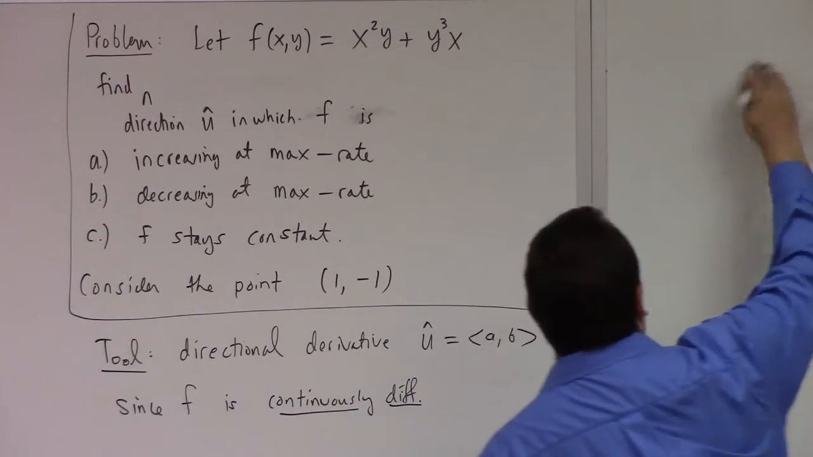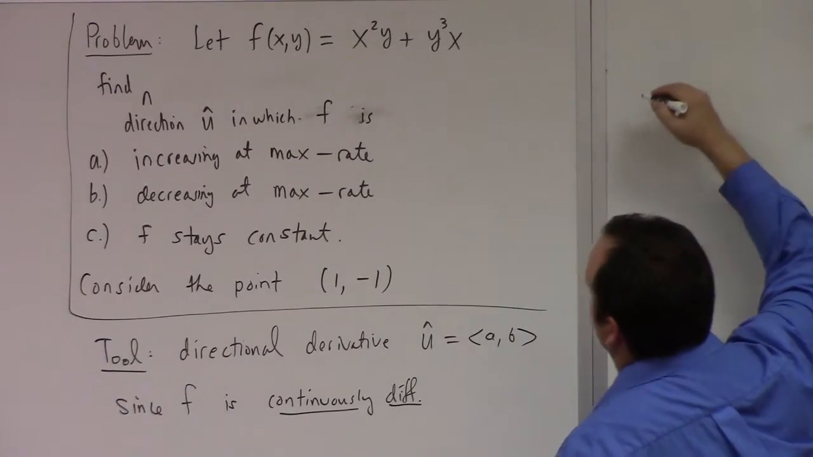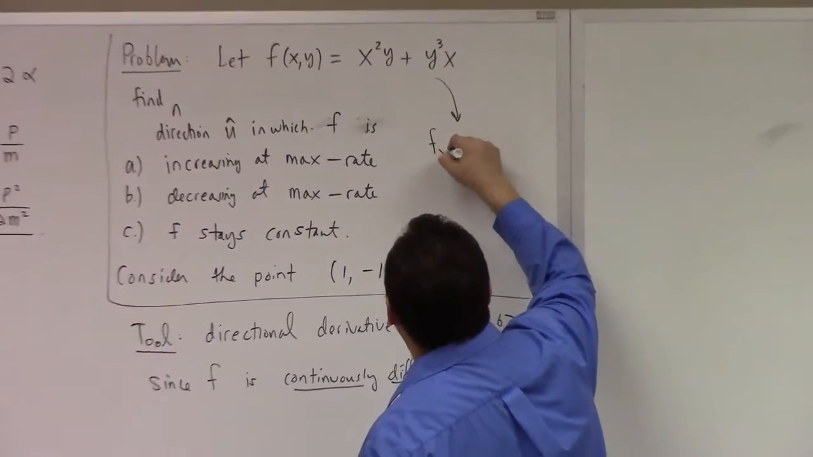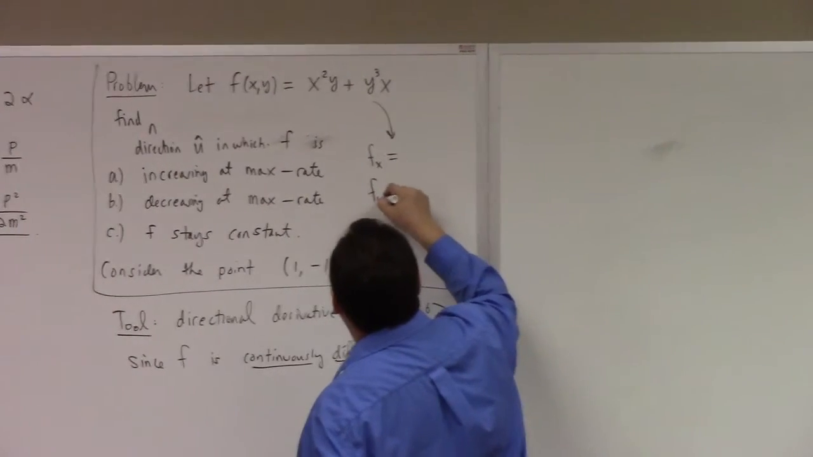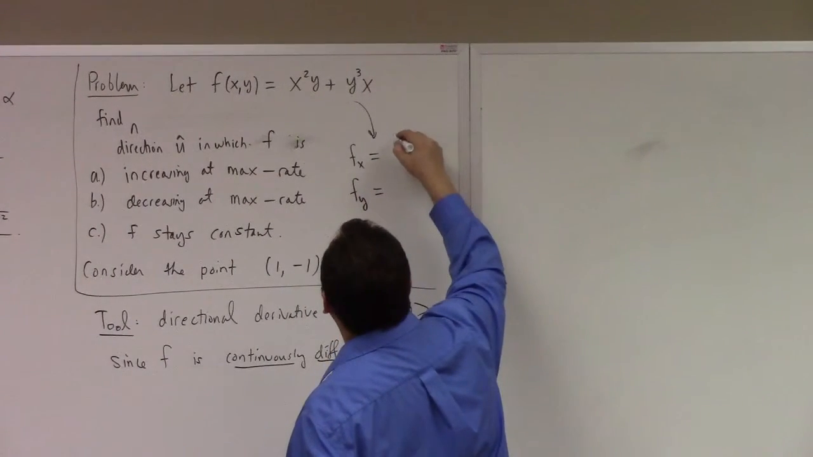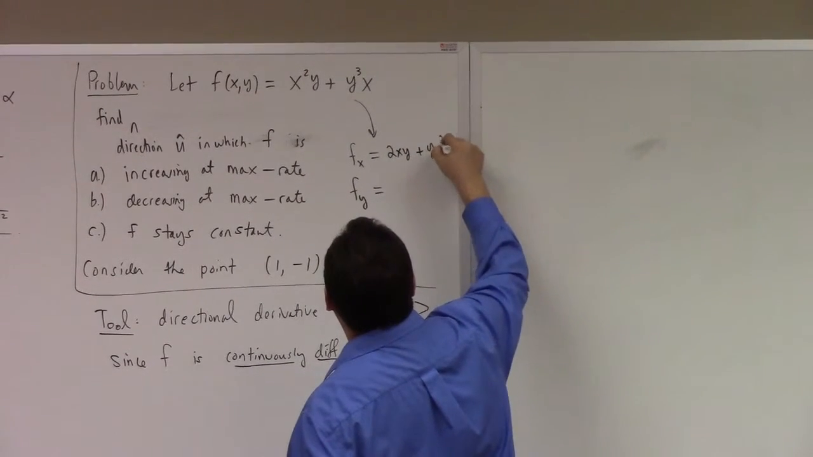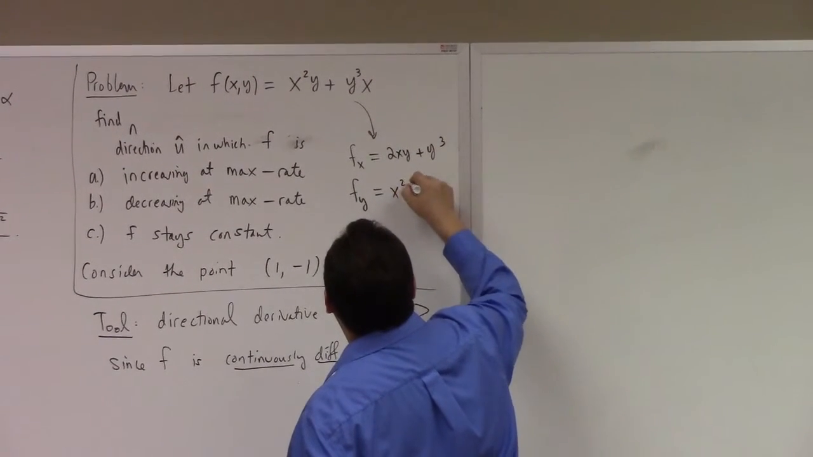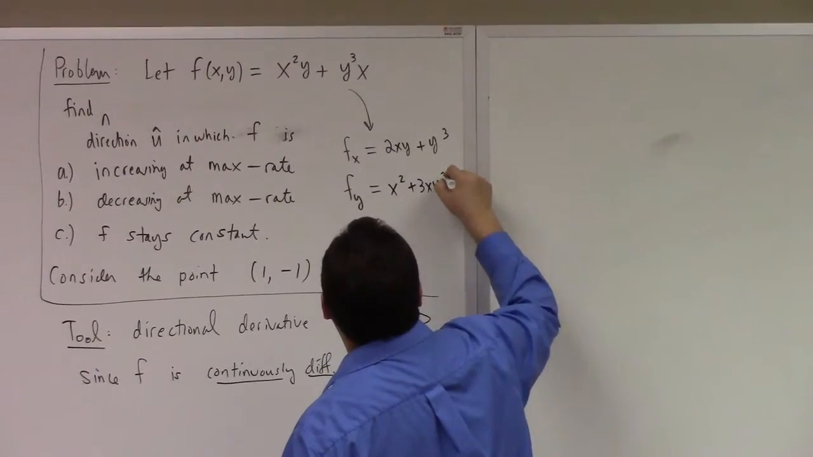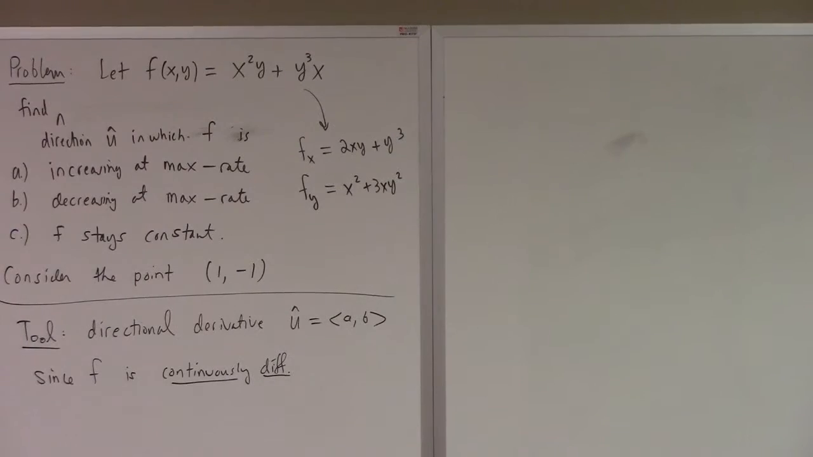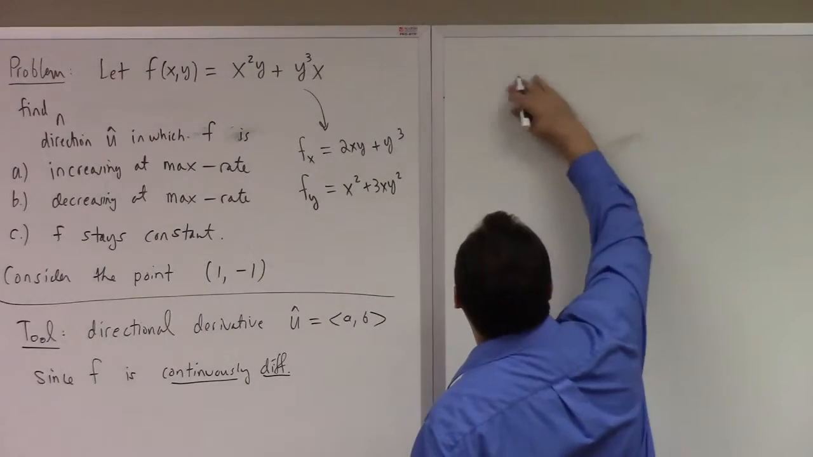But this is a continuously differentiable function because what are the partial derivatives here? f_x is equal to what? f_y is equal to what? 2xy plus y cubed, and x squared plus 3xy squared, right? Those are polynomials. Those are continuous. We have the necessary ingredients to use this.